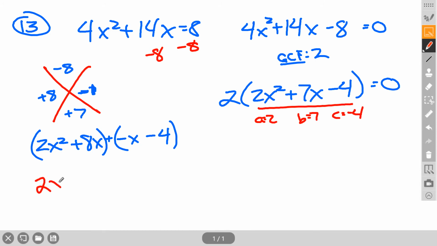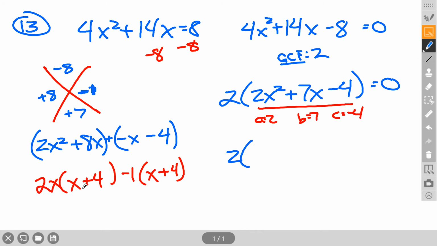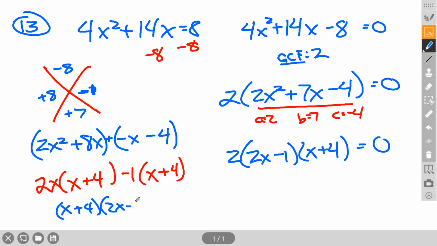GCF of the first group is 2x. GCF of the second group is negative 1. If I factor 2x out of the first group, I'm left with x plus 4. If I factor negative 1 out of the second group, I'm left with x plus 4. So my factored form is 2x minus 1 and x plus 4. So this would be my final factored form. 2x squared plus 7x minus 4 factors into x plus 4 and 2x minus 1.